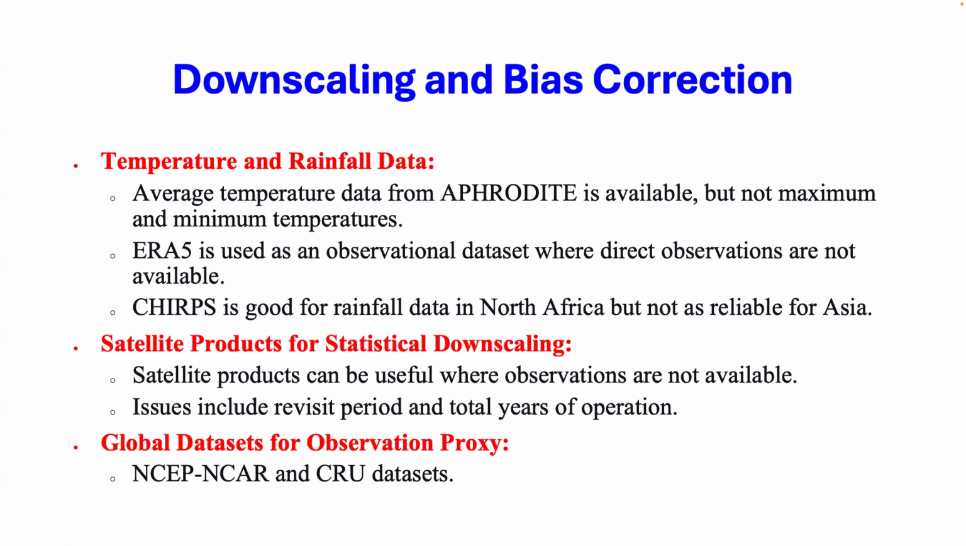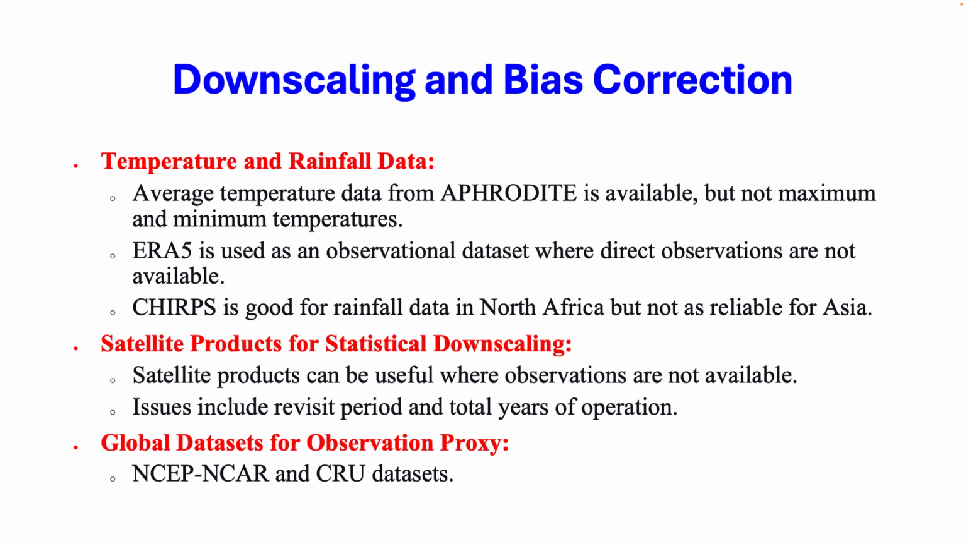Sorry. The next thing we talked about, downscaling and bias correction, was the data sets that are needed. Different people spoke about the data available in their regions, and some are good over a particular region and some are not. We talked about temperature. ERA5 was a common theme with virtually all the regions, but it has its own challenges as well. Some said CHIRPS is good in North Africa, but people in Asia said it's not that good. So how do we go around this?